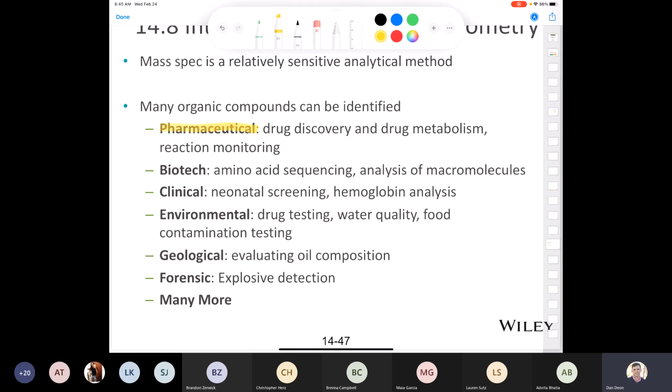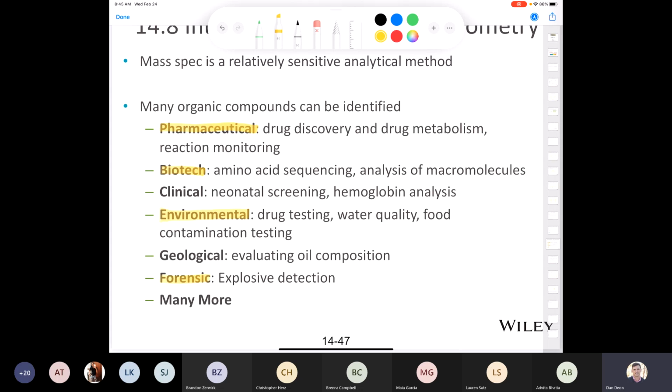Amino acid sequencing, I worked with a guy who is an expert in that. I'm not really interested in it, but anyhow, it's used in that. What else? Of course, if you're an environmental chemist, we actually have an environmental chemist on staff at UCCS. She's an expert in testing water quality, even the quality of alcoholic beverages, and they use mass spectrometry to detect all kinds of things there.